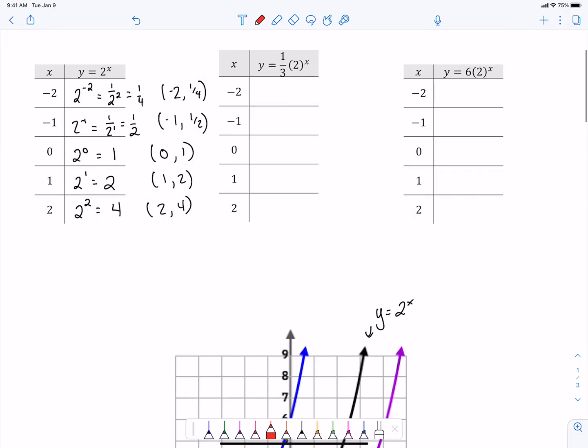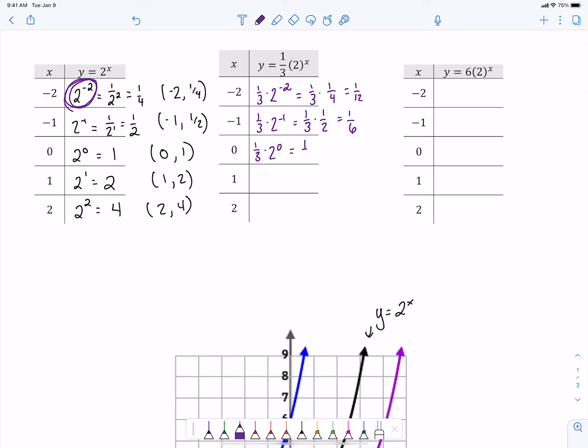Great. So then looking at y equals 1/3 times 2 to the x, how I said that there actually is pretty important. When we plug in -2, looking at our order of operations, we have to do that exponent first before we do our multiplication. So we're going to get 1/3 times 1/4, because that's what 2 to the -2 is. We just did that right over here in our original table. So that's going to give us 1/12. And then 1/3 times 2 to the -1 is going to give us 1/3 times 1/2, so 1/6.